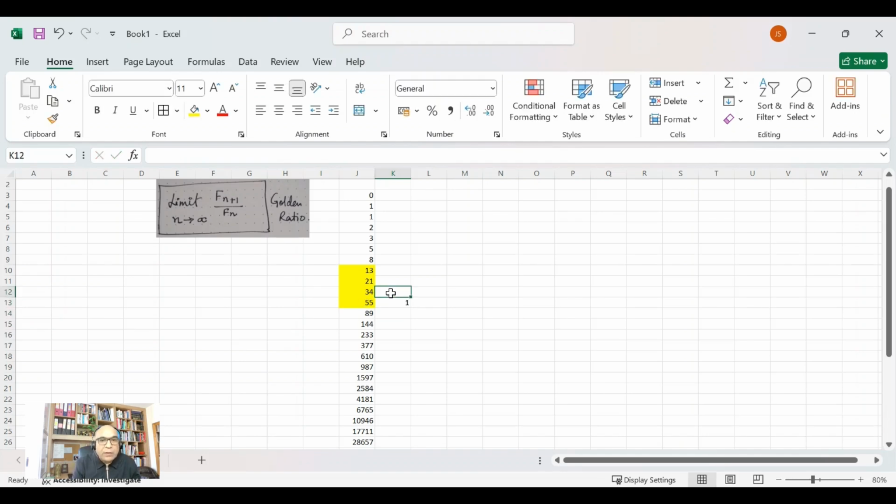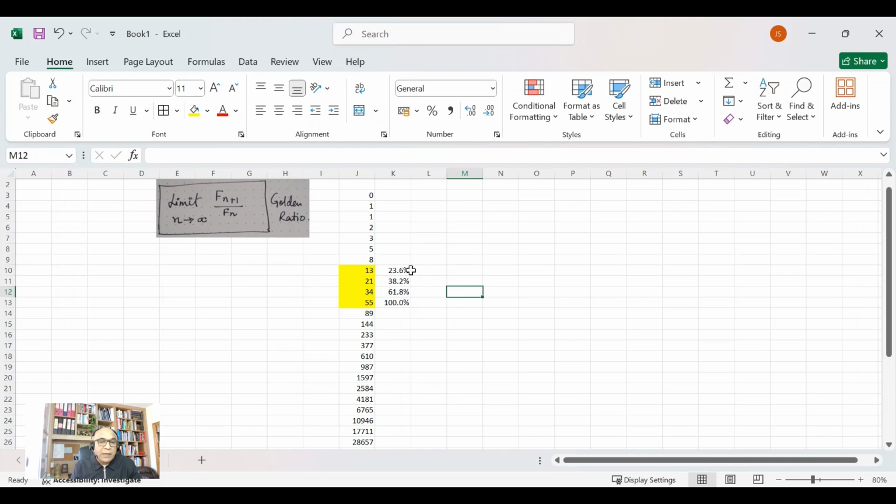Then in the next one, I divide the next number by the fourth in the sequence. So third by the fourth, you get 0.61818. Then the second by the fourth, you get 0.38182. And then the first by the fourth, and you get 23.636.